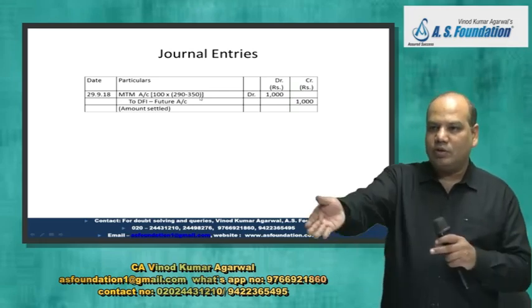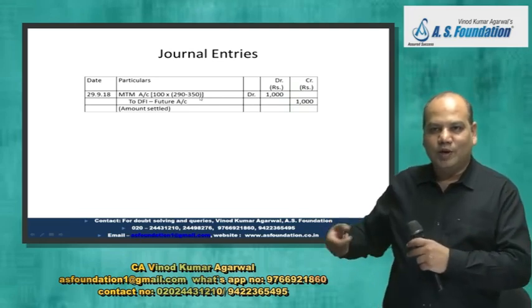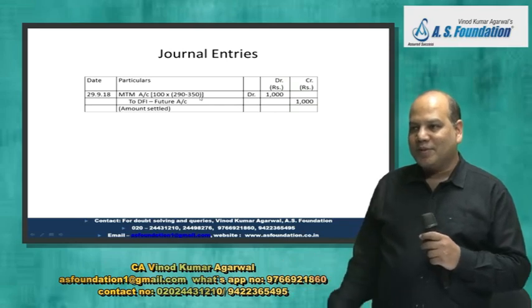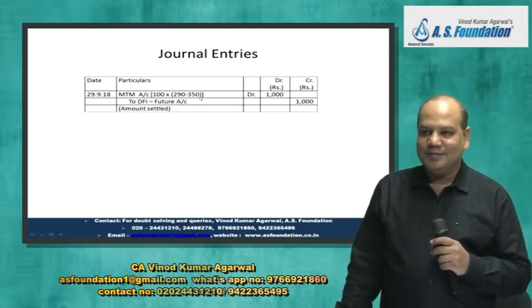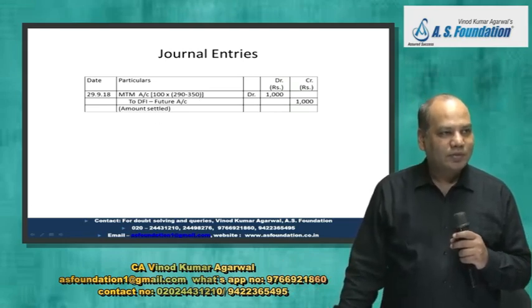For the last 1 month, what were you doing? This is the difference you have collected over a period of time, 1000, and now it is lying in your MTM account. That is 1000. It will always match. It will always match.